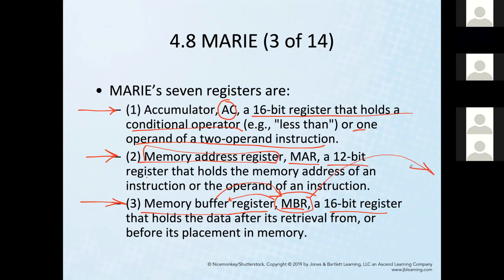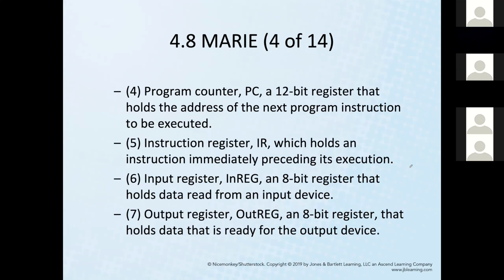Okay, so far we learned three different registers: accumulator, memory address register, and memory buffer register. The next one, number 4, is the program counter, which we show with PC. It is a 12-bit register that holds the address of the next program instruction. I don't feel that I need to explain how it works, because we already discussed that the PC points to the next instruction, and when we execute one instruction, we move to the next, and we fetch that instruction from the memory.